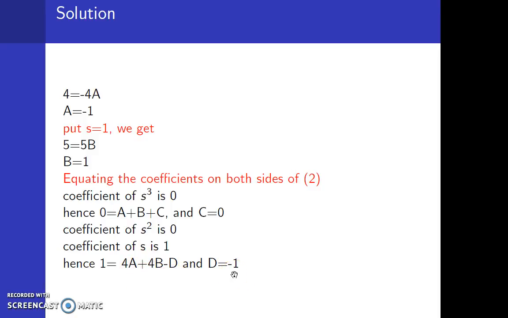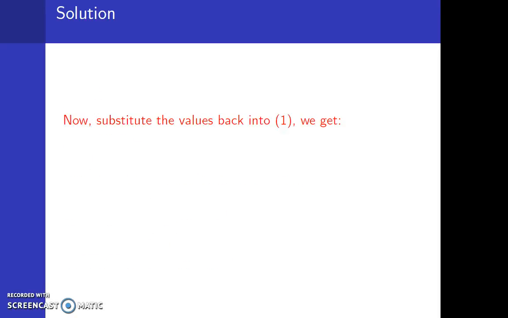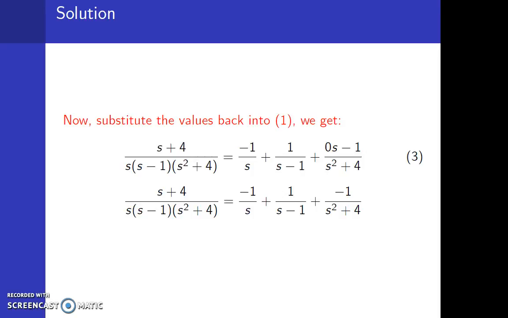Once we have attained the values of A, B, C and D, we plug them back into equation 1 and we get the following. And you see out here, equation 4 is such that the following has been resolved into partial fractions. It is once that you resolve into partial fractions that it gets easier to actually find the Laplace transform of the following functions.